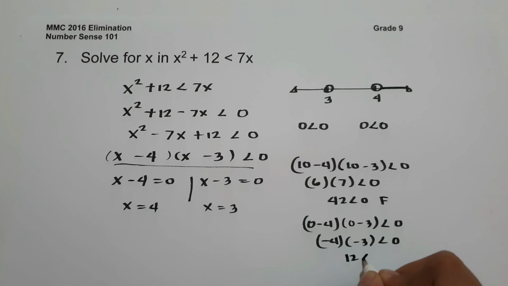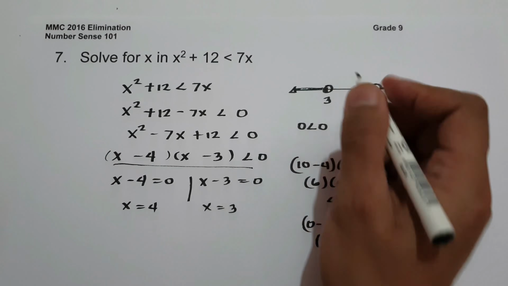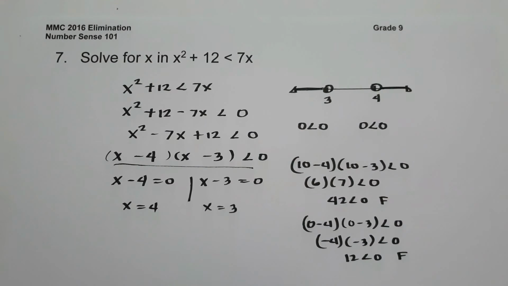It will give us positive 12. So therefore, it's also false. So this side is not included in the solution. What about in the middle?